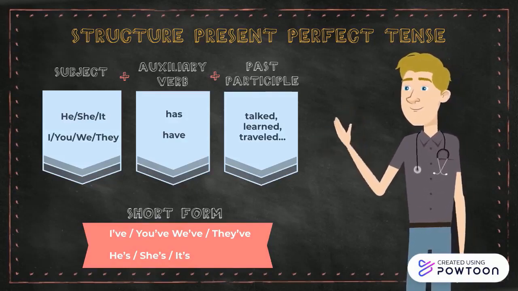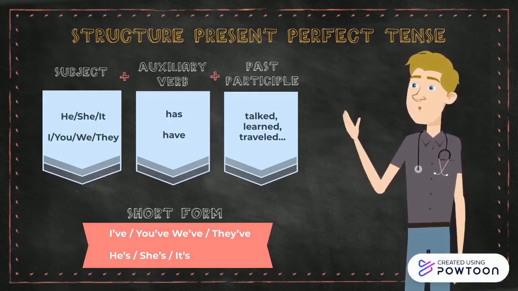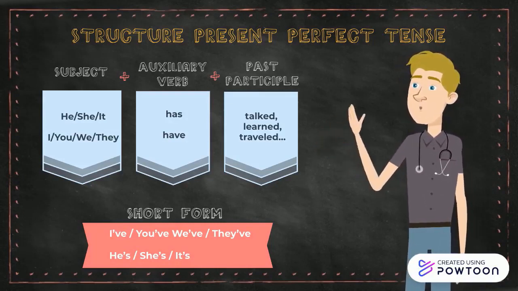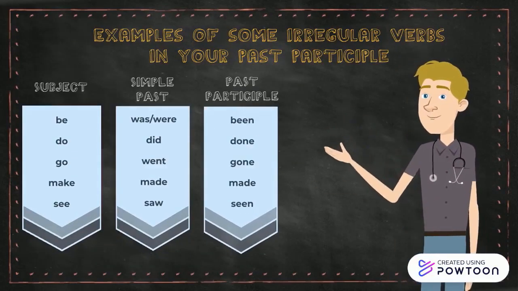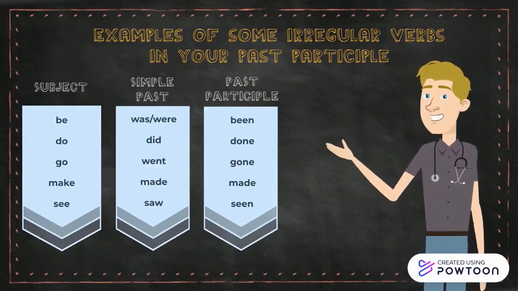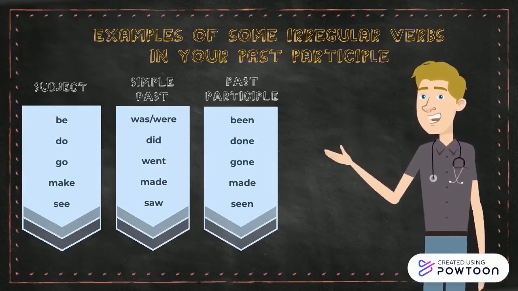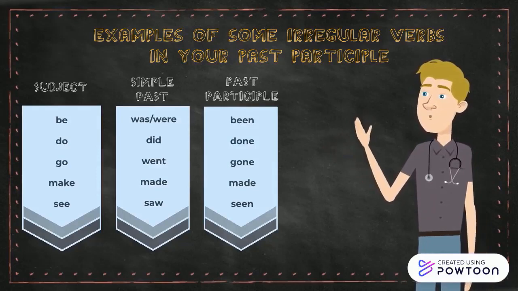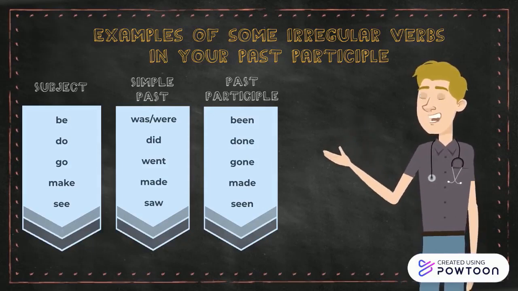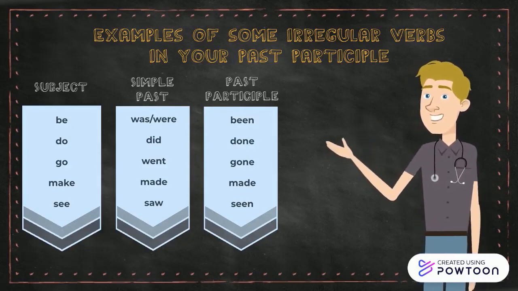Short form: I've, you've, we've, they've, he's, she's, it's. Examples of some irregular verbs in past participle. Subject: be, do, go, make, see. Simple past: was, did, went, made, saw. Past participle: been, done, gone, made, seen.